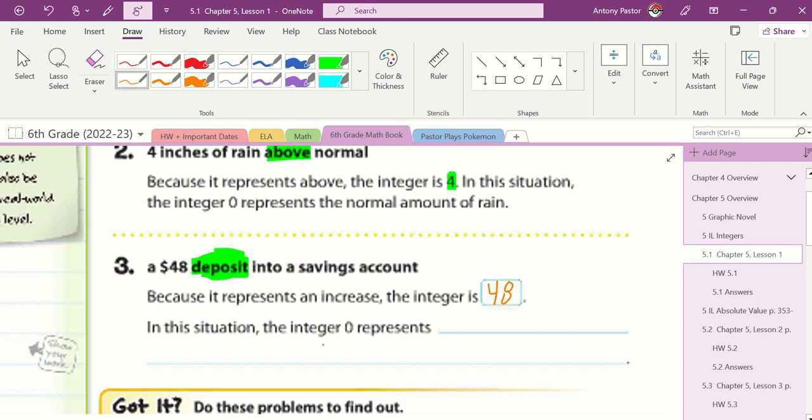And in this situation, the integer 0 would represent no money in your bank account. You not owing anybody any money, because if it was negative in your account, that means you overdrafted and you owe money. And if it's not positive, there's nothing in it, then you don't have any money. So 0 would be the lack of either owing money or having any money.